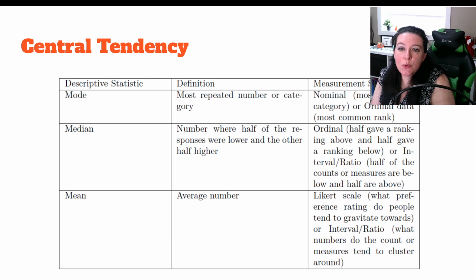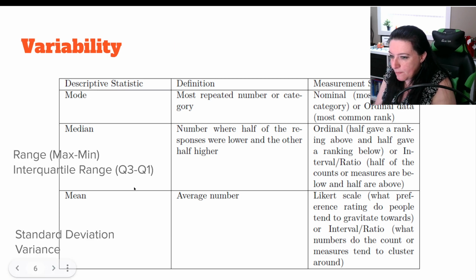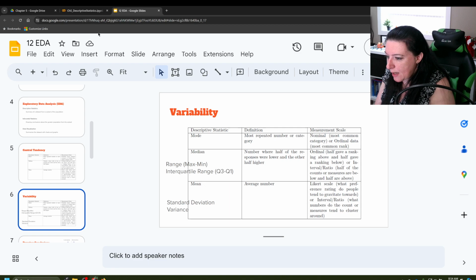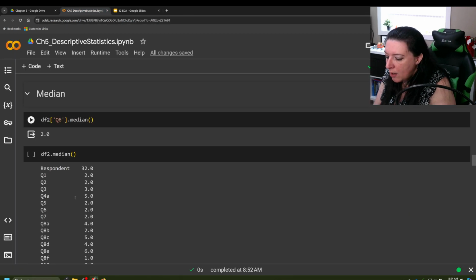We are continuing to look at measures of central tendency and how you can pull that information in Python. Our previous video looked at mode. Now let's look at median. Again, we are in our workbook.